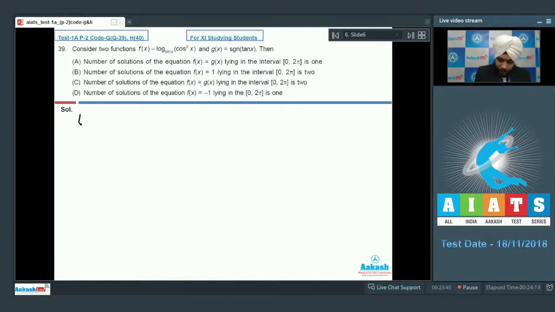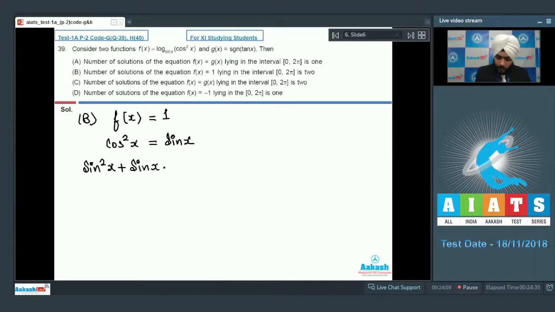So I'll have to solve by options. First of all, let us solve option B. f(x) equals 1. This is the condition of option B. f(x) equal to 1 means cos square x is equal to sin x. That means sin square x plus sin x minus 1 equals 0. That means sin x is equal to minus 1 plus minus under root of 5 divided by 2.